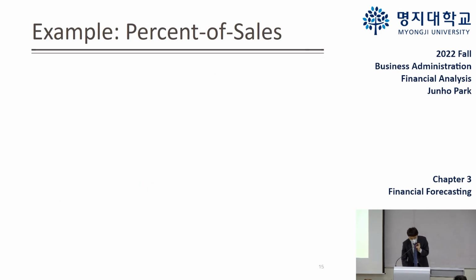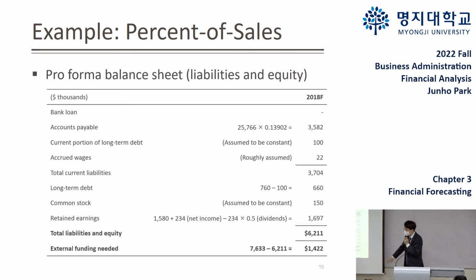And then in the pro forma balance sheet, you had this amount of retained earnings because you had that amount of net income. But it becomes lower. So the retained earnings becomes lower. And the total liabilities and equity become lower. And then the gap, the difference between the assets and liabilities plus equity, will become higher. So you need more external funding.